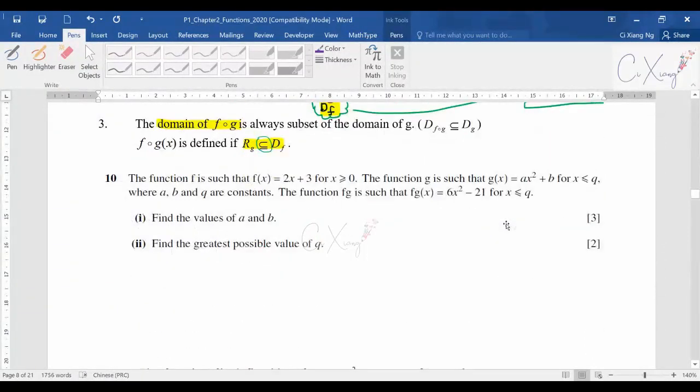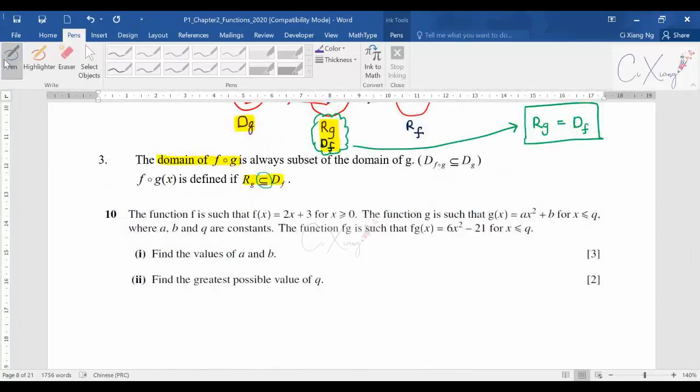Now let's have a look at one example. This example I take from May/June 2016, paper 1-3, question number 10. Actually this question has more parts, part 3 and part 4, I think, but I just cut it short to only the part that we want to discuss.